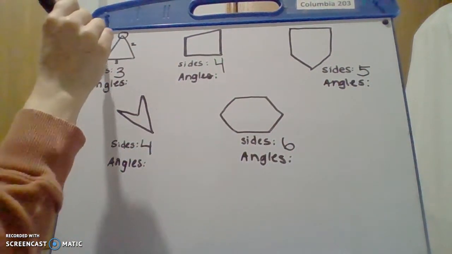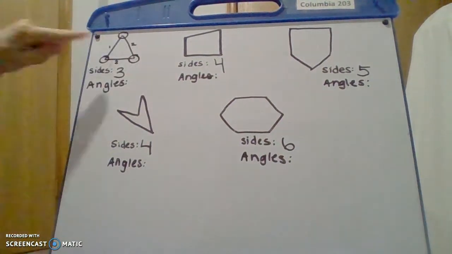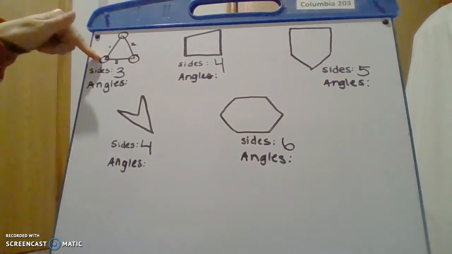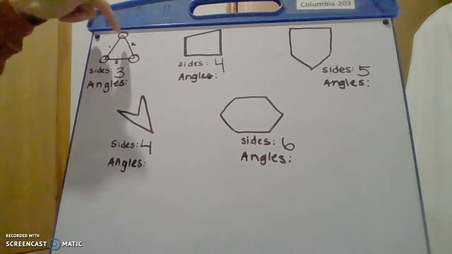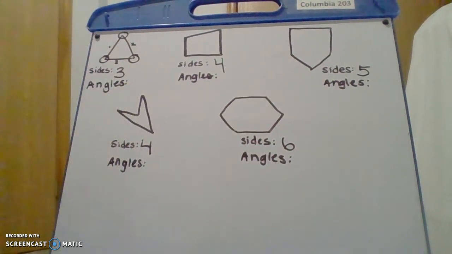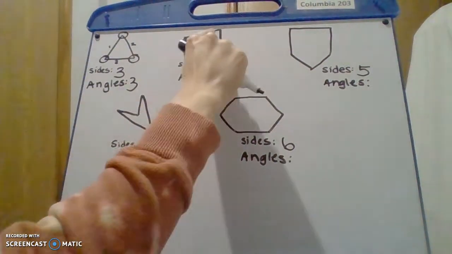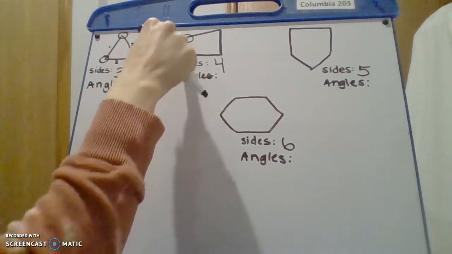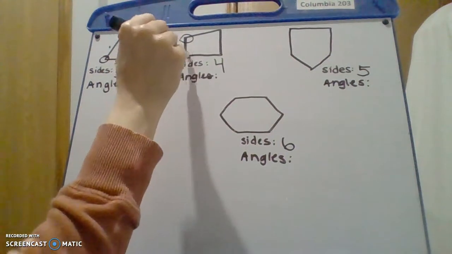That's an angle, that's an angle, and that's an angle. These two sides come together to form this angle. These two sides come together to form this angle. These two sides come together to form this angle. So you have 1, 2, 3 angles. Again, follow your sides. They're connecting. This is an angle.